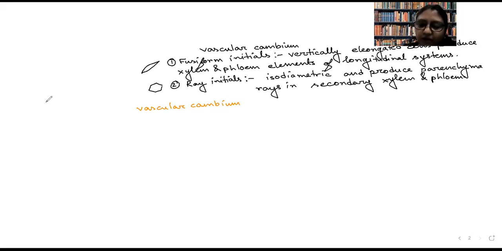Okay. So vascular cambium is always a single layer.